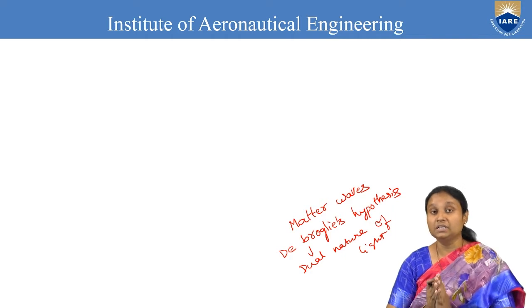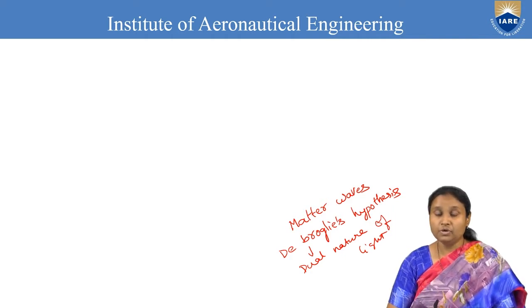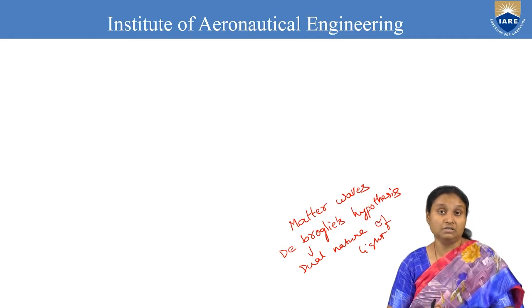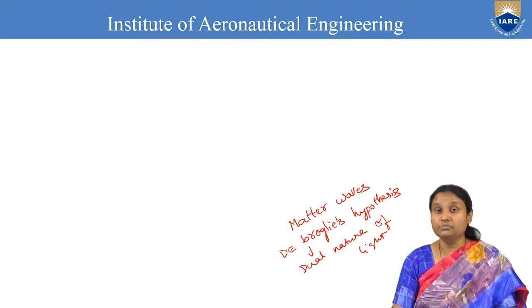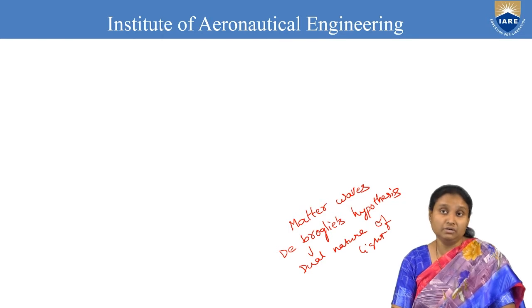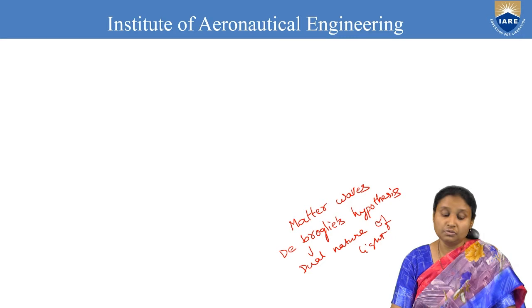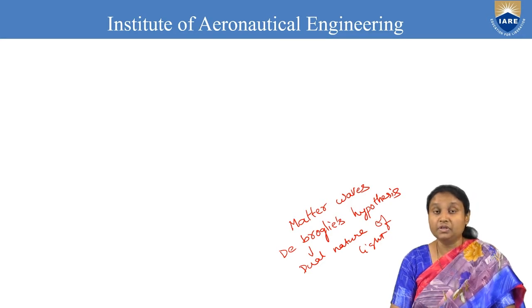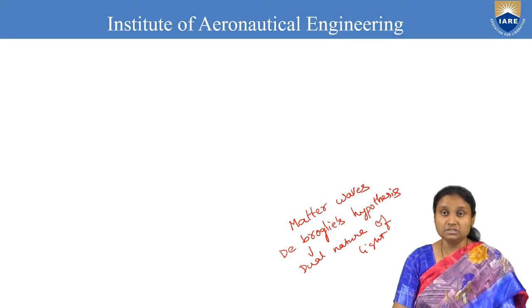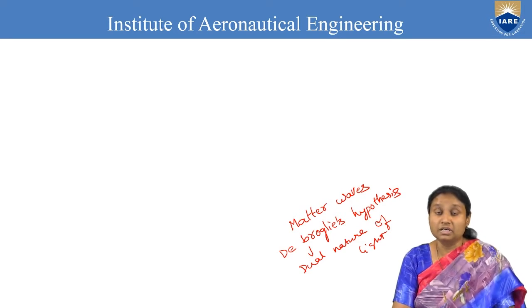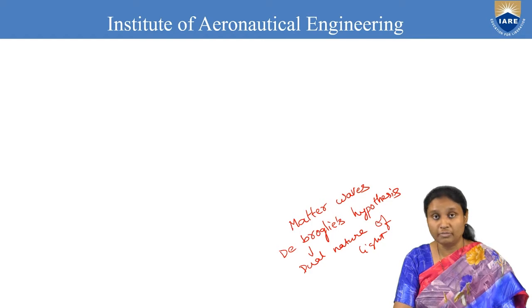When a material particle moves, according to de Broglie, it will behave as a wave, and that wave equation related to the matter wave is what we are going to derive. Today we are going to focus only on the time independent wave equation. We are not going to focus on the time dependent one, just the equation which is independent of time. This equation was derived by the scientist Schrodinger, so it is also called Schrodinger's wave equation of matter waves.